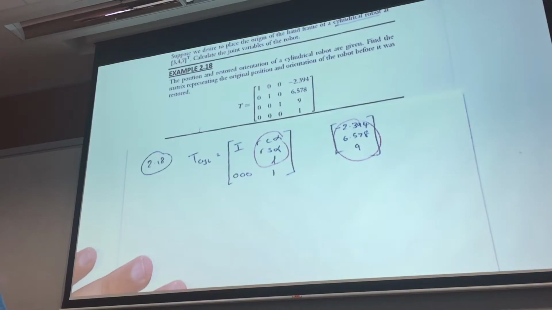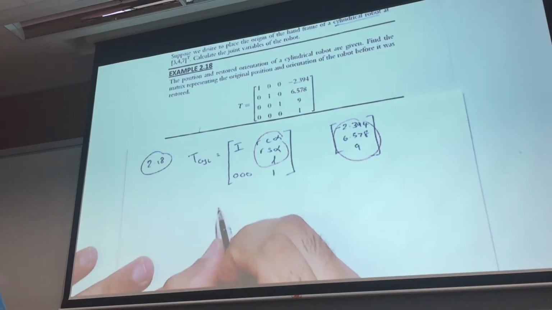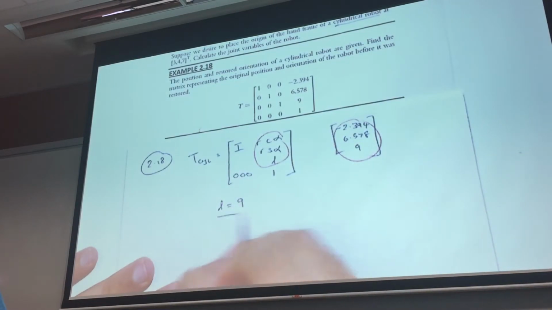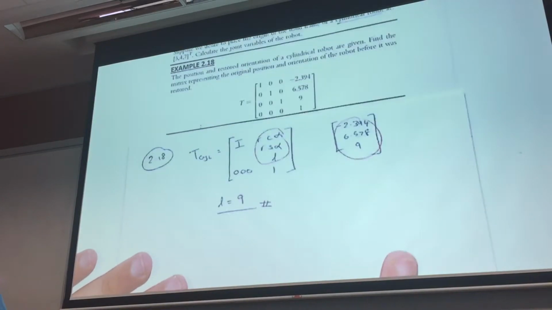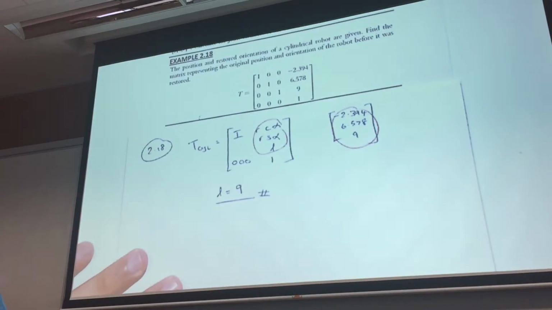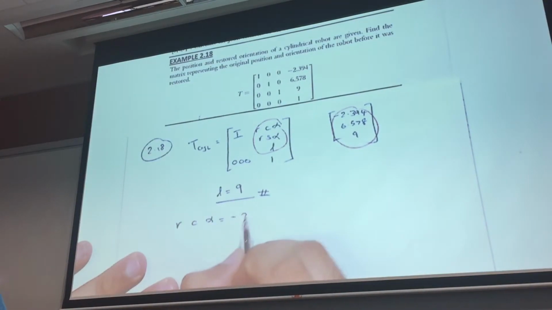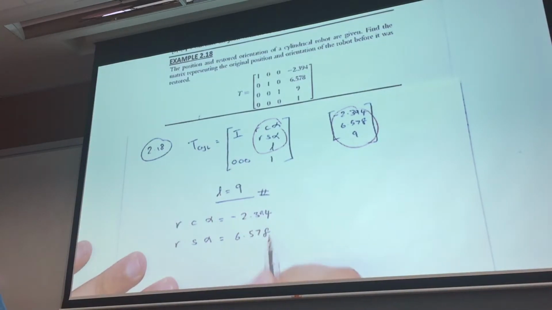I just want to go through this example because this is a scenario where my sine and cosine are both not positive. So how should I deal with it? How should I answer this? Okay. So straightforward, L equals to 9, right? Done. Okay. Now you have R cosine alpha equals to minus 2.394. R sine alpha equals to 6.578.